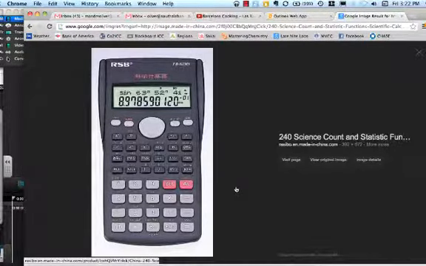All right, here is a RSB. The exponential key is down here at the bottom, last row, kind of on the right. So again, 3.1 EXP 2. It's the same thing as saying or writing 3.1 times 10 to the second.